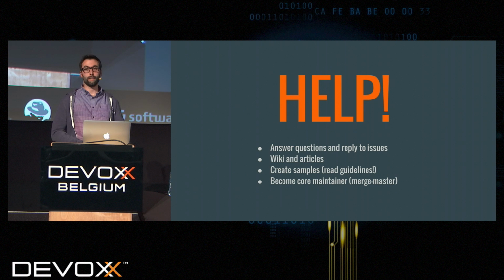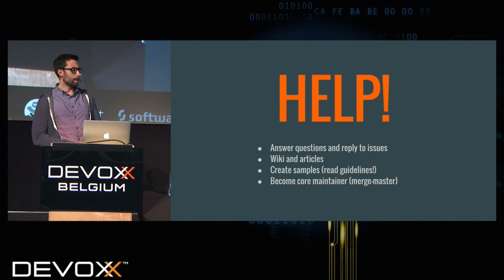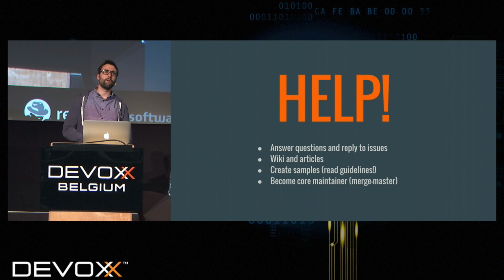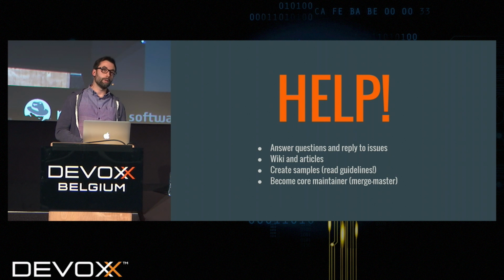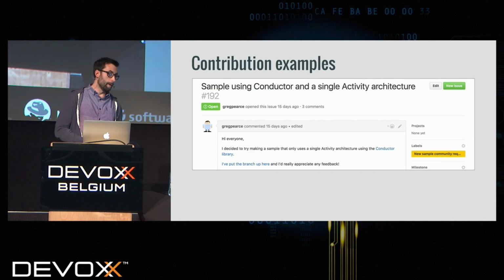We have had some people in the past add, for example, a sample loading images from 500px or things like that. But that's not what this is about. We want to have the same sample with different approaches. And if you stick around long enough, it's easy to just go and become a core maintainer and be able to merge into master and do a release of the branch.